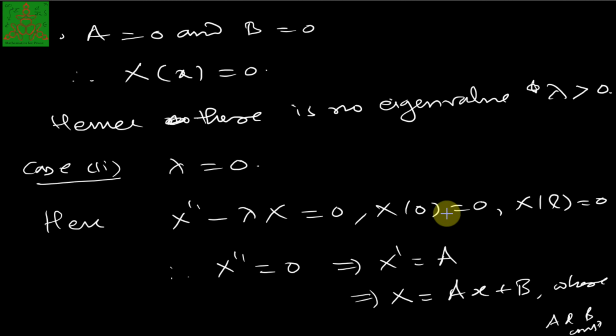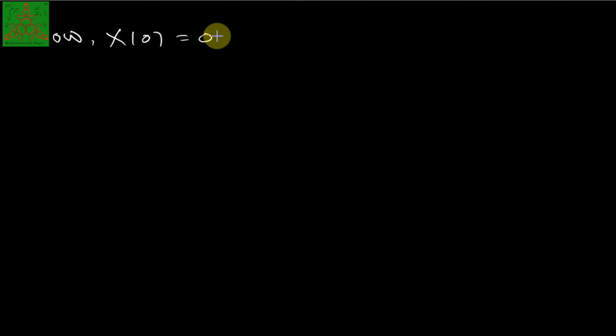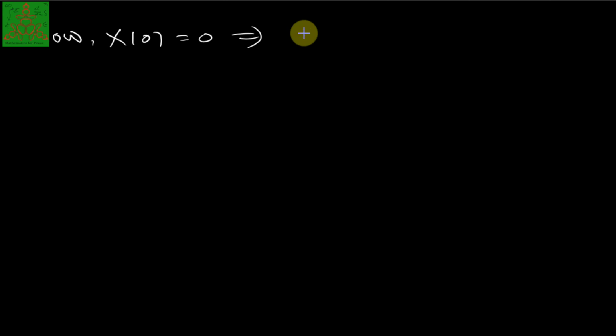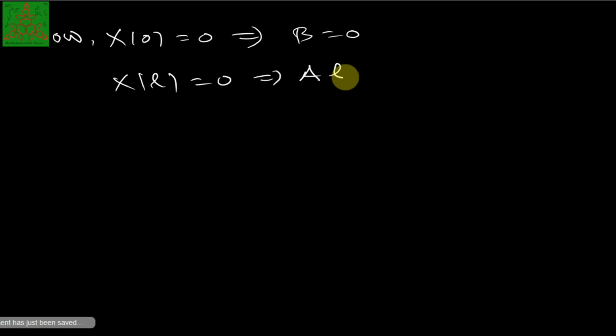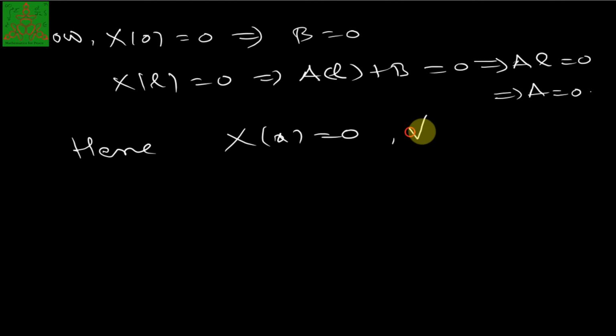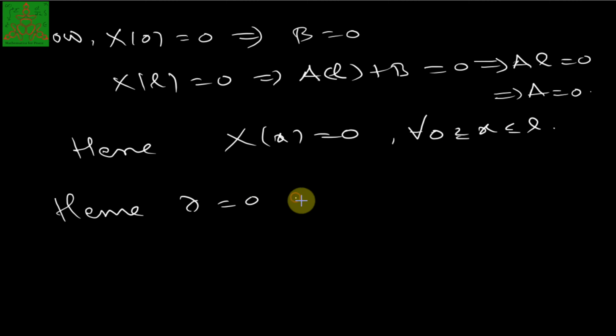If I use the conditions X of 0 is equal to 0 and X of L is equal to 0, then X of 0 is 0 gives me b is 0, and X of L is equal to 0 implies that aL plus b is 0, but b is already 0, so aL is 0. But L is the length of the string, which is never 0, so that will imply a is 0. Here also we have X of x is 0 for all x between 0 and L. So therefore we can say that lambda equal to 0 is not an eigenvalue for this problem.